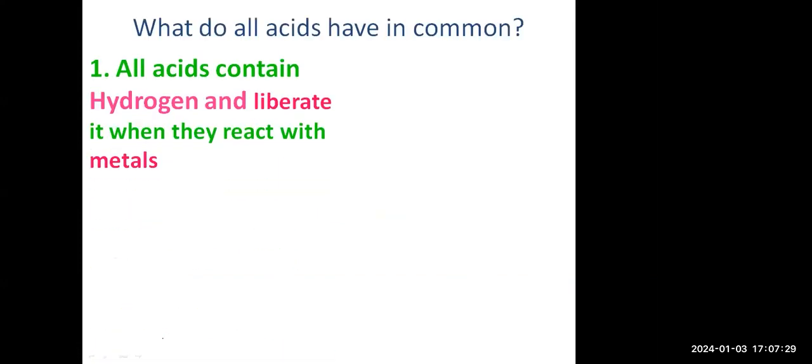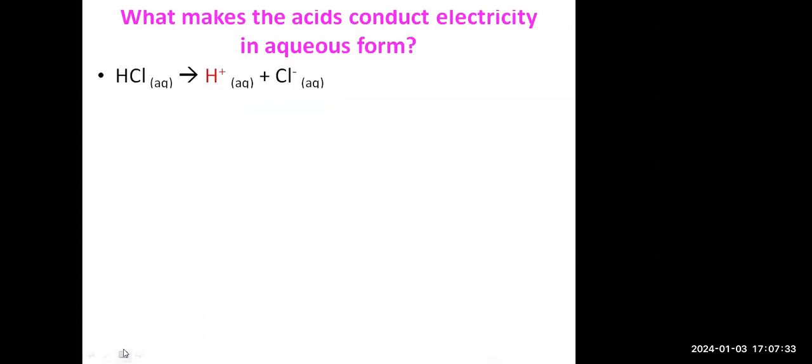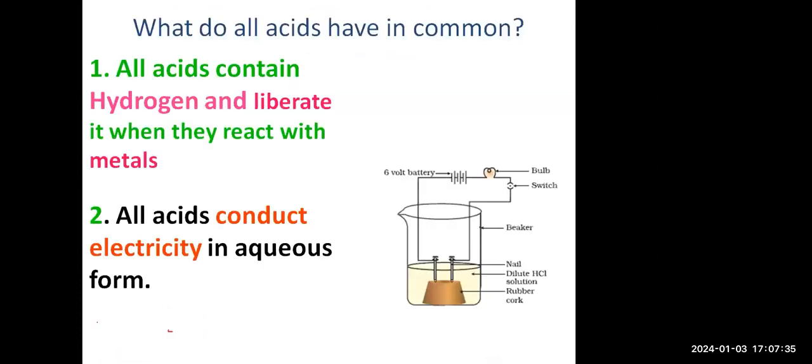So let us see this. The setup is there as shown in the slide. You can see yesterday we discussed this. Here the acid is there. It made the bulb glow, which indicates that acids are good conductors. So what actually makes the acid a good conductor of electricity? It is this reaction that you can see here.